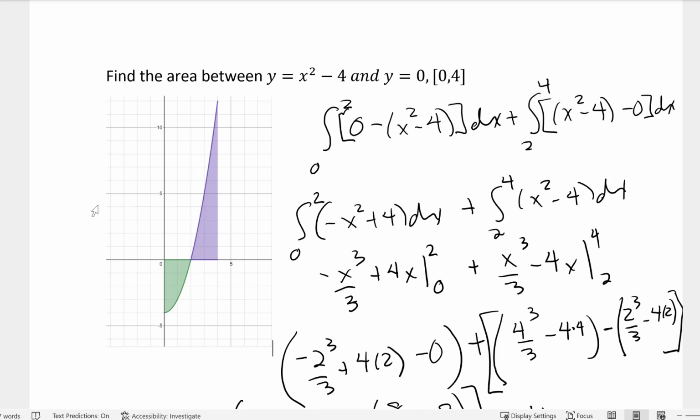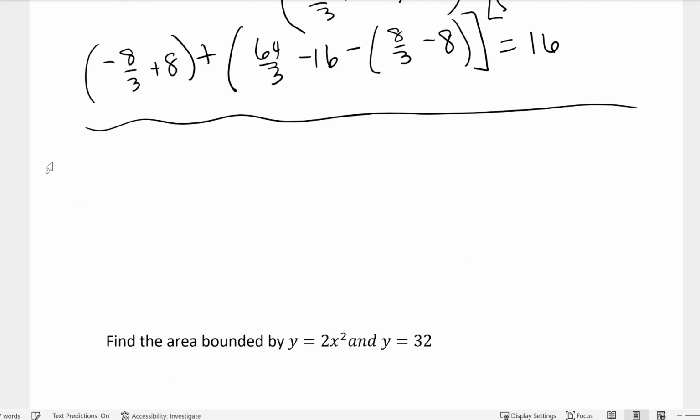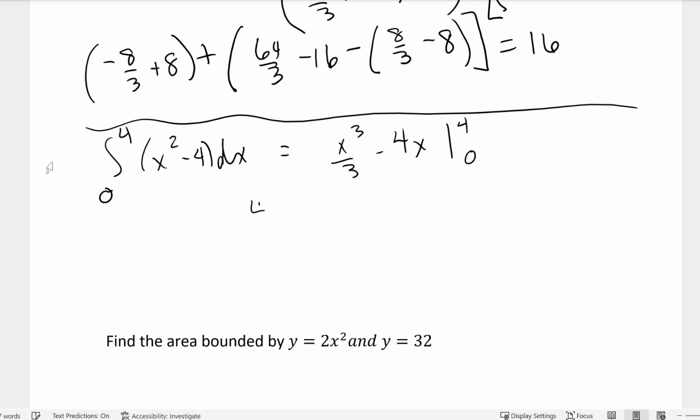So what if I just tried to do the integration from 0 to 4? This is just, what if I had done the integral from 0 to 4 of x squared minus 4 dx? So we would integrate the same, x cubed over 3 minus 4x. We would have 4 and 0. So we would have 4 cubed over 3 minus 4 times 4, and then the 0 would be nothing. And that would give me 5.33.